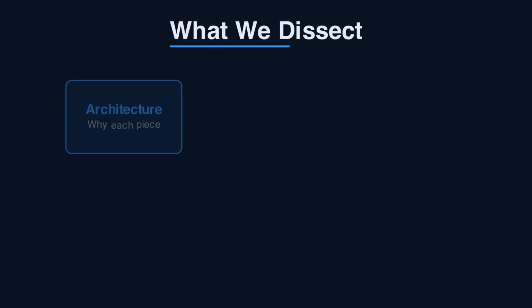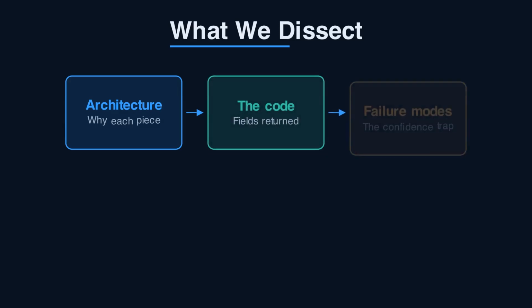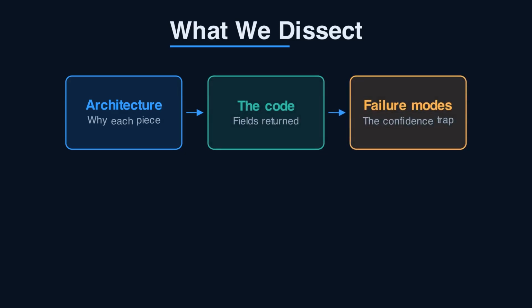3 things in this breakdown. First, the reference architecture and why each service is there. Second, the actual Python call and the fields you get. Third, the failure modes that wreck an expense report. The gotcha lives in field 3. Confidence scores lie more often than you expect on crumpled receipts.